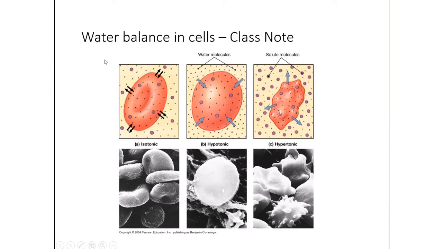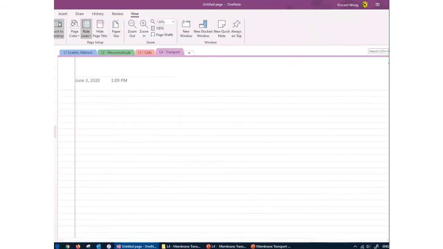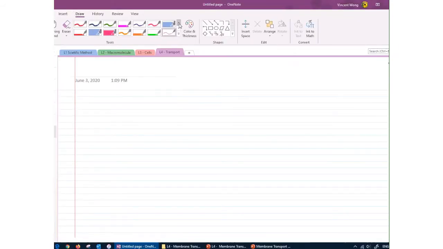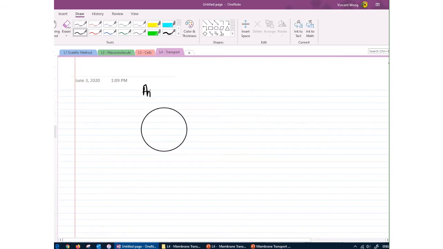So now we are going to look at the concept of water balance in a cell, and we are going to take some class notes to explain this concept. I encourage you to draw this along with me so that you will understand what is going on. Here is a typical animal cell, and we are going to be placing the animal cell in different environments, and we're going to look at what happens to each one of them.